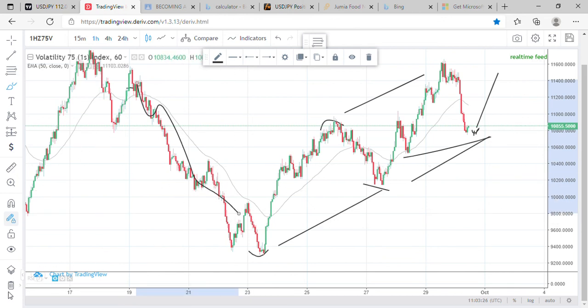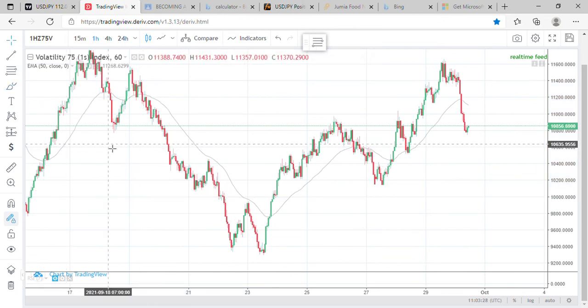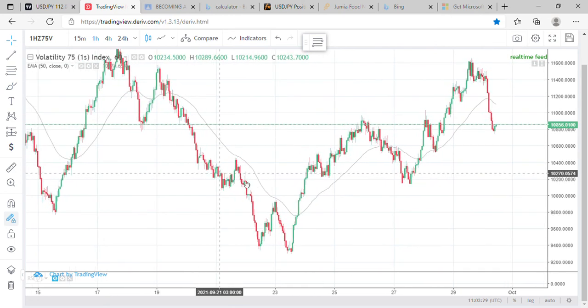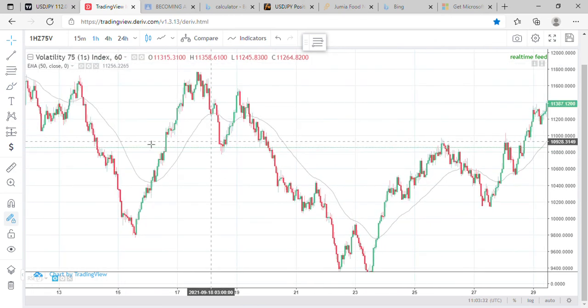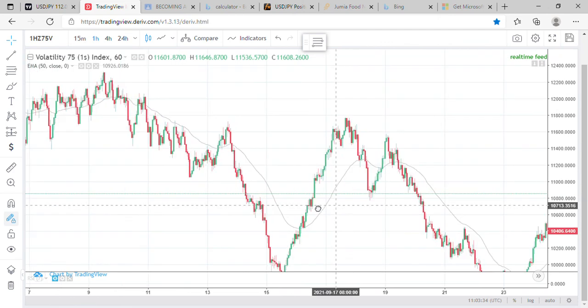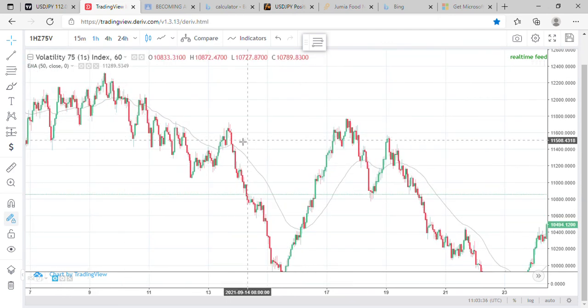So I hope this adds value to your trading. Go into your chart, try to implement this, and analyze and test it in your demonstration trading and see how you can apply this to your trading.